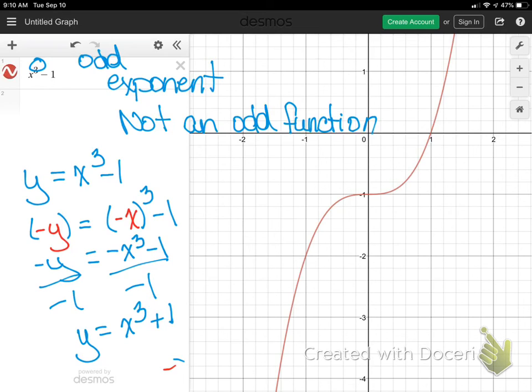So this is neither. Do I need to test for even? No, I do not need to test for even because it doesn't have an even exponent. Okay?